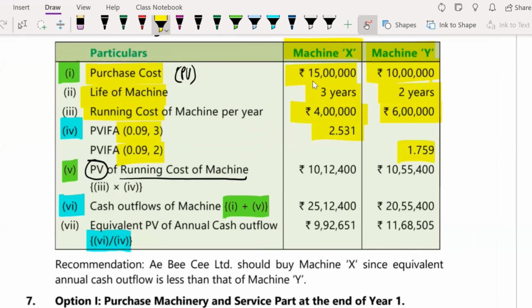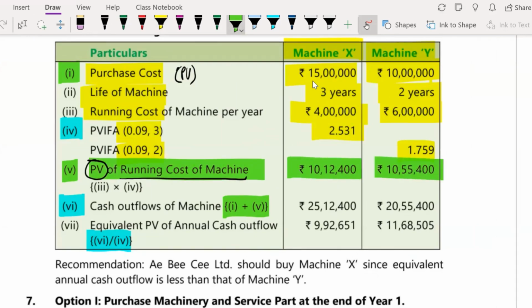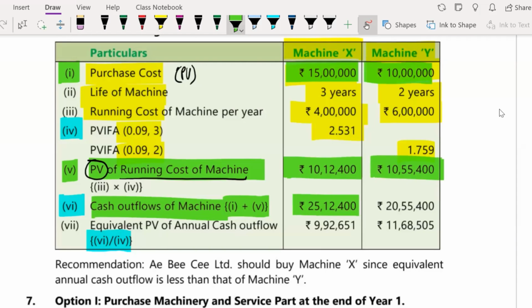So this is your present value annuity factor. Then you find out the present value of the running cost of the machine, which will be 10,12,400 and 10,55,400. Now, what will be the cash flows of the machine? They will be 15 lakh plus 10 lakh 12,400, which is 25,12,400, and 10 lakh plus 10 lakh 55,400, which is 20 lakh 55,400. That will be your cash outflows.